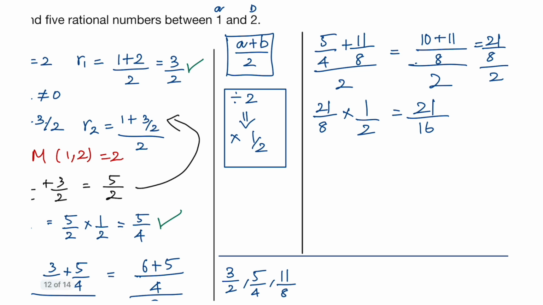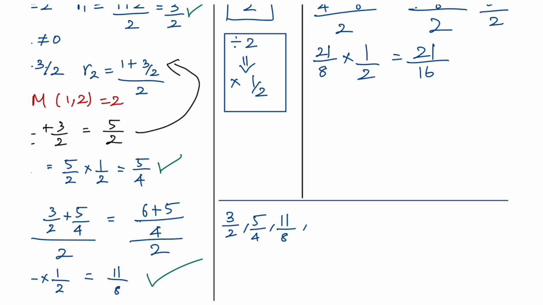This is another number that is in between the range 1 and 2, and it's obviously rational. 21 is an integer, 16 is an integer, and 16 is not equal to 0. We have found another number. Now it's getting quite big, right? So we will use a smaller number to find the next range. Now we haven't used 3 by 2 and 2, right? So we will use 3 by 2 and 2 to find this new range.